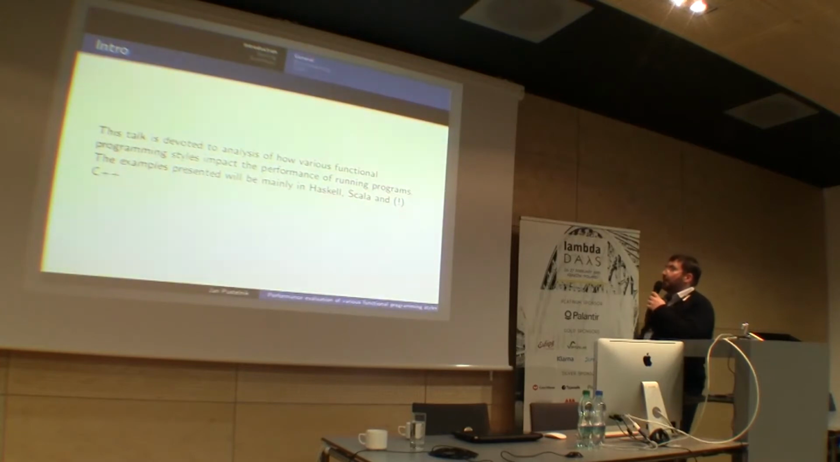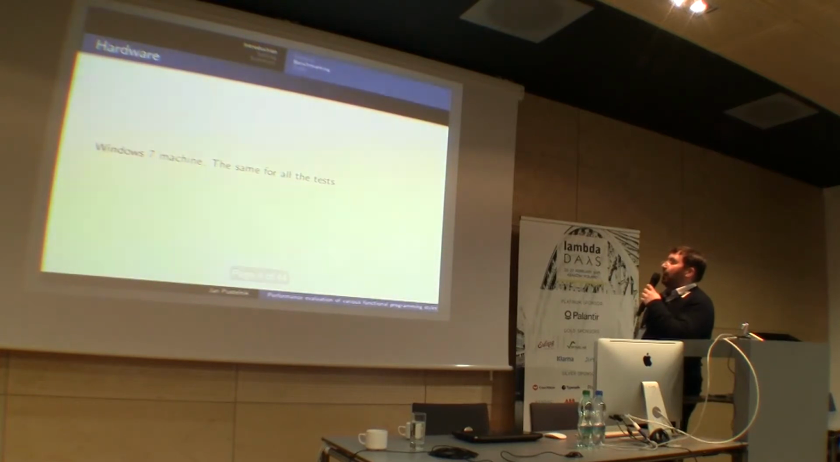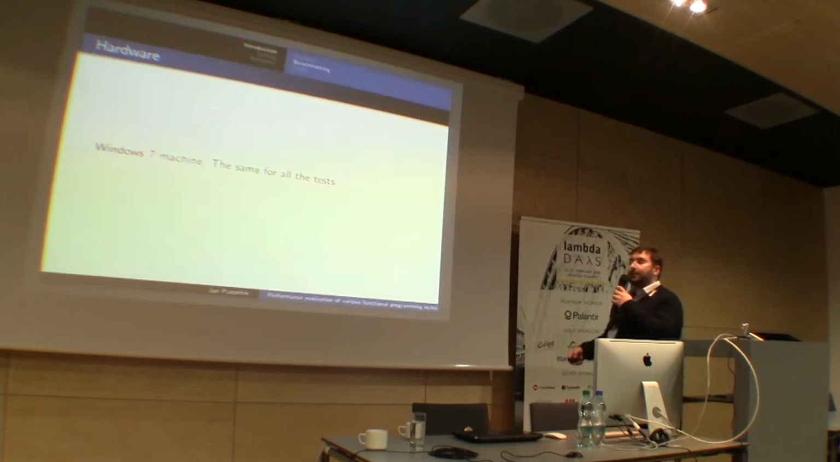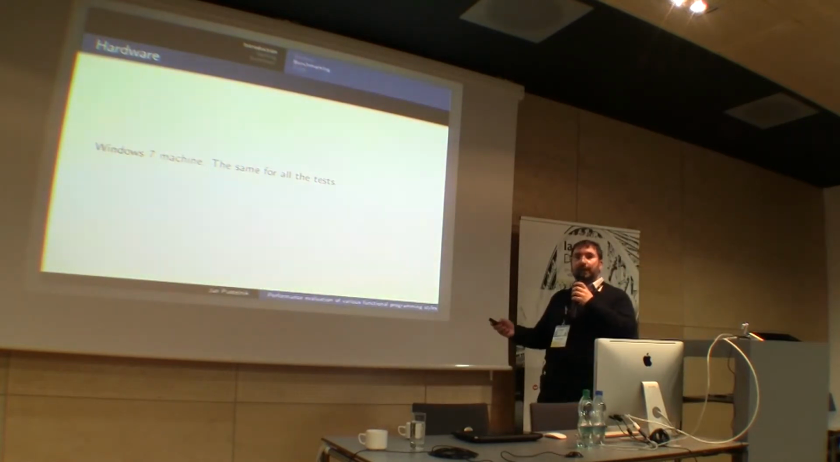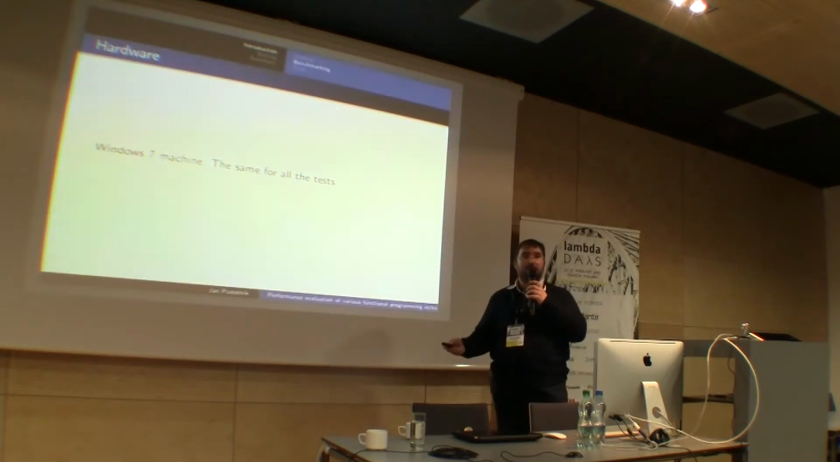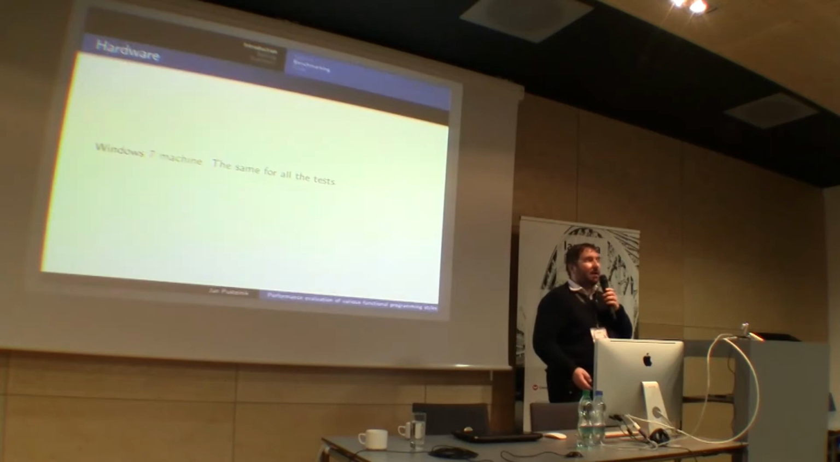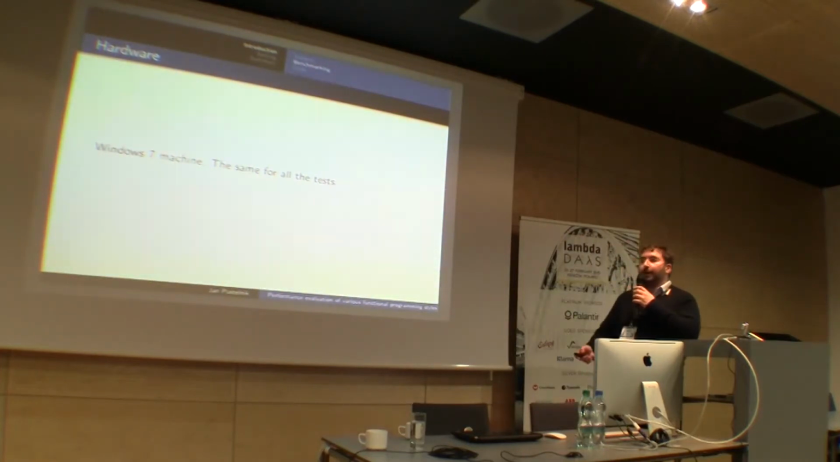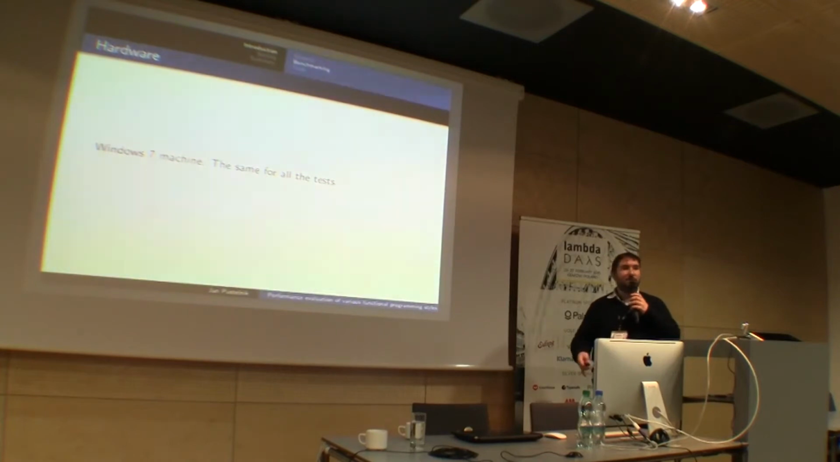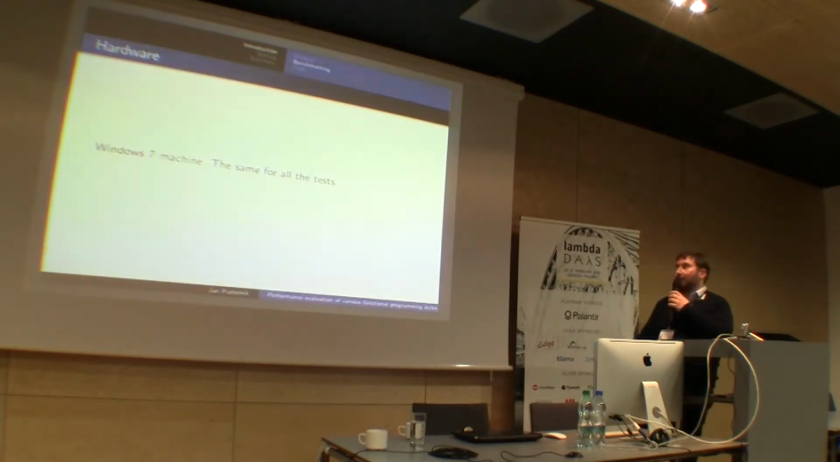Okay, so I will give you some examples in Haskell, Scala, and C++. I will be benchmarking them. I have benchmarked them on a single machine. It doesn't matter what kind of machine it was. It was running Windows 7 just by accident because I had such a machine handy. Basically, we are interested in the baseline, so in the difference of performance between different functional programming styles.